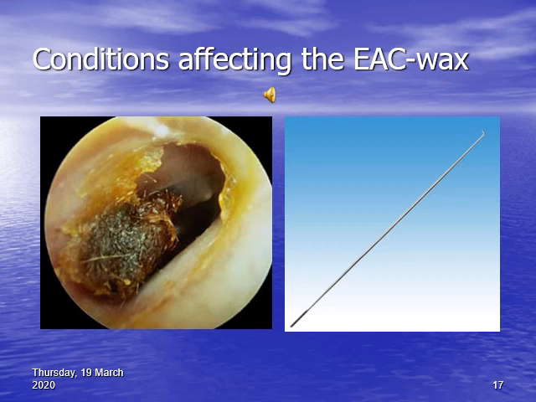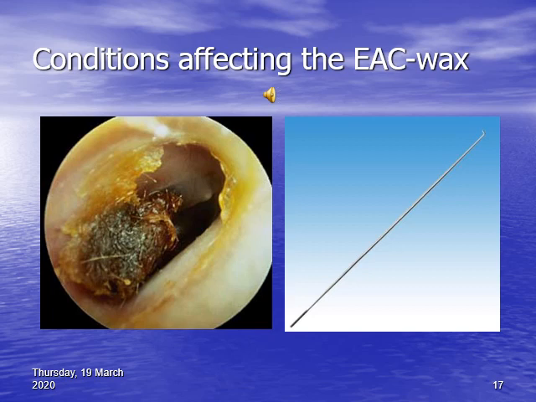In addition to the desquamated squamous epithelium, there is sebum, and this sebum is produced by the sebaceous glands. And the third constituent of the wax is the cerumen, and this cerumen is produced by the ceruminous glands, which are modified sweat glands. So the wax consists of the desquamated epithelium, the sebum, and the cerumen. All these three structures constitute the wax, and the wax may be dry wax or wet wax.